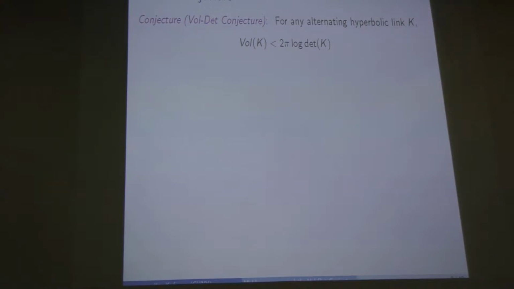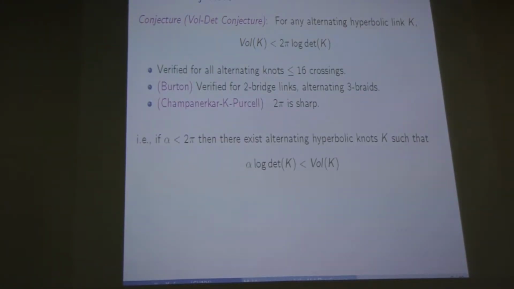So this is an inequality. This is an upper bound. Okay. So it's been verified. We verified it for all census knots. Stephen Burton verified it for 2 bridge links and alternating 3 braids. And what we showed is that 2 pi is sharp. What that means is that if you take alpha less than 2 pi, then you can find infinitely many hyperbolic alternating knots such that alpha log determinant is less than the volume.